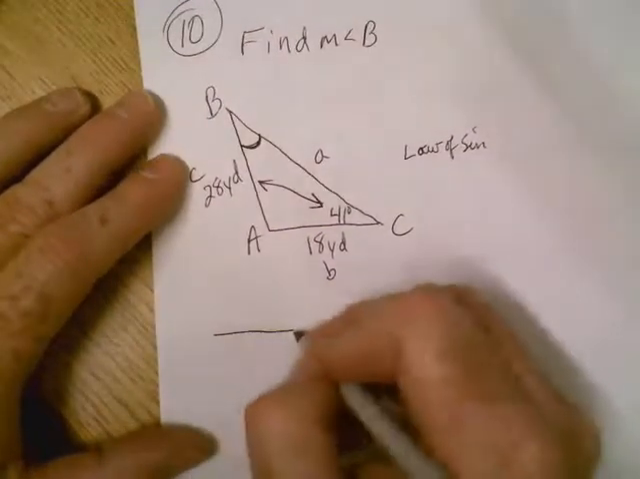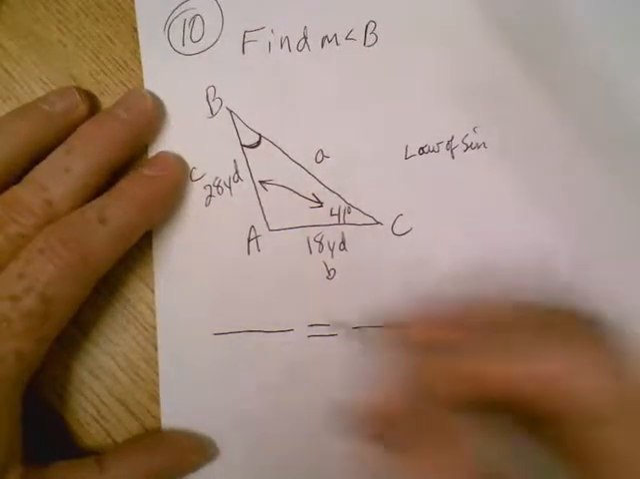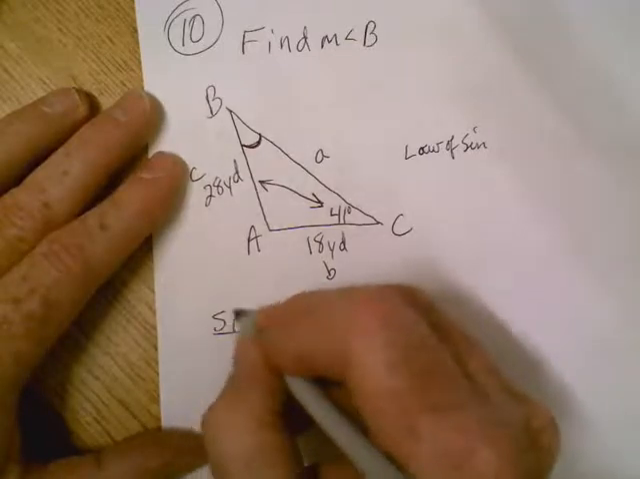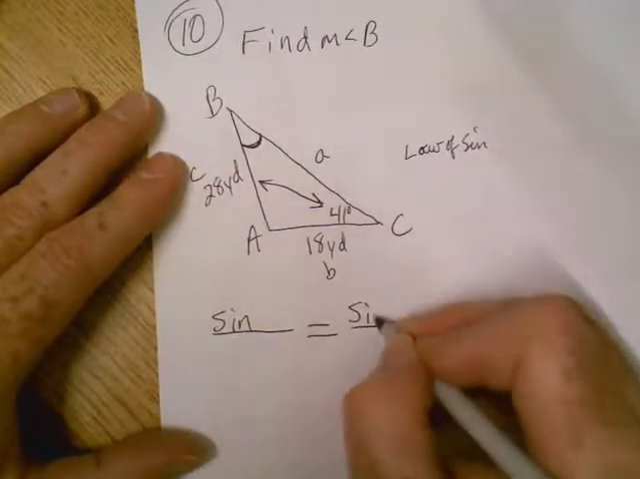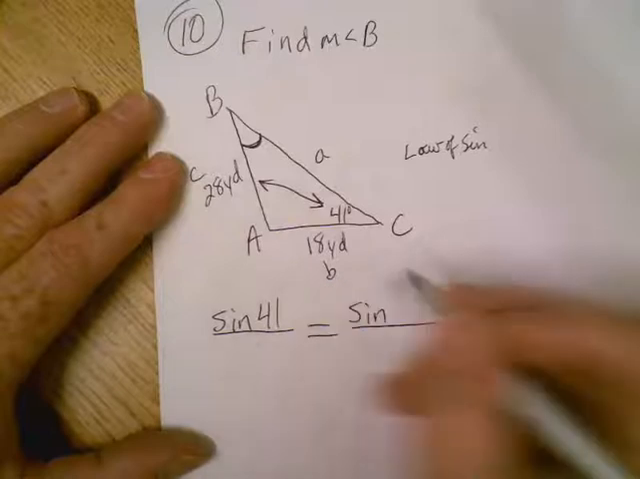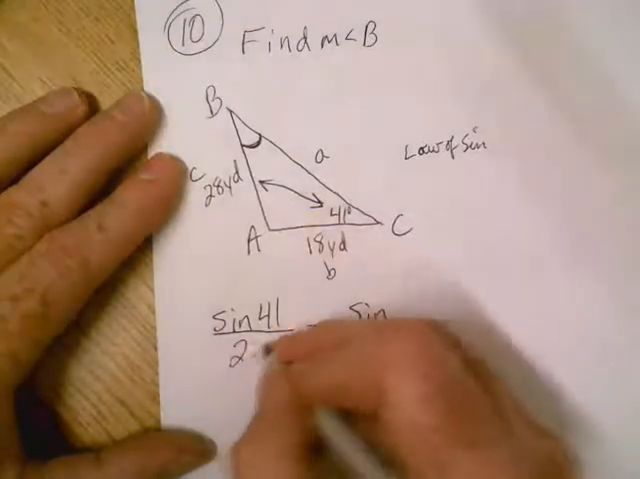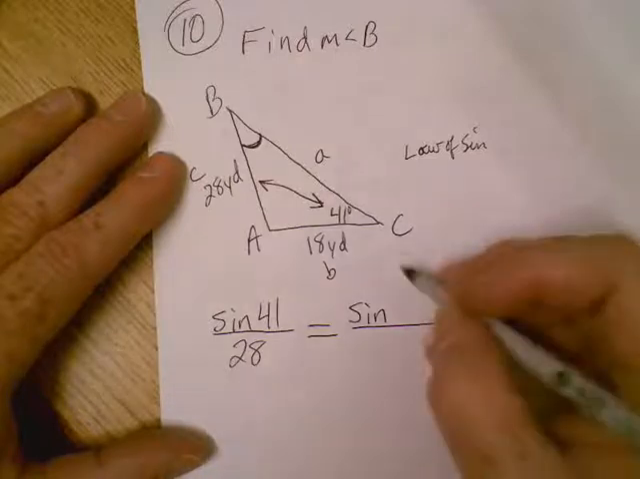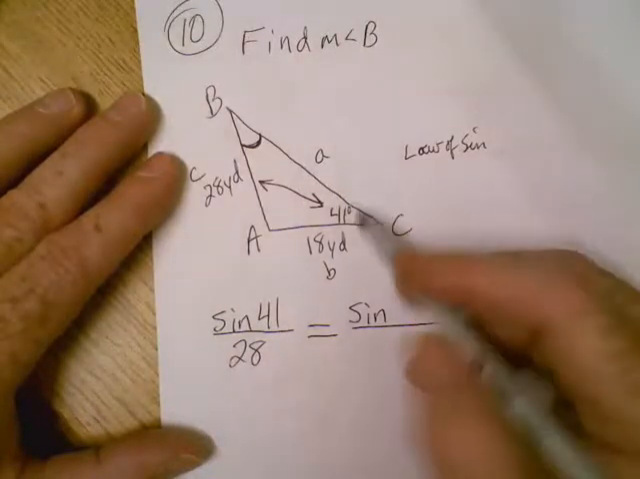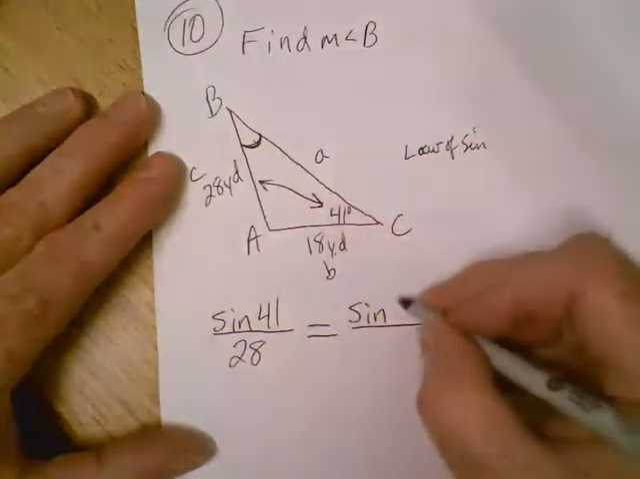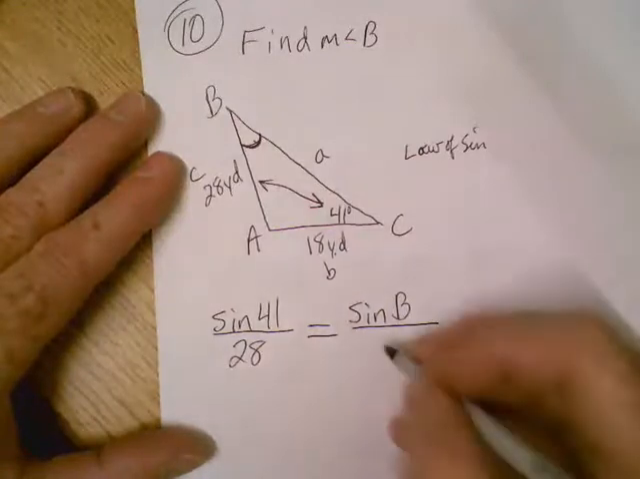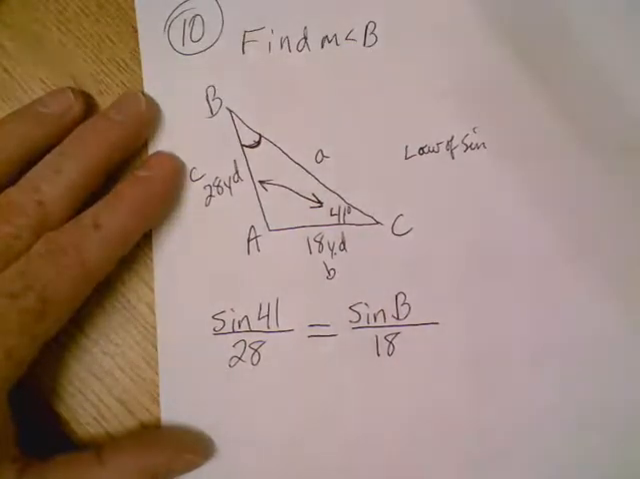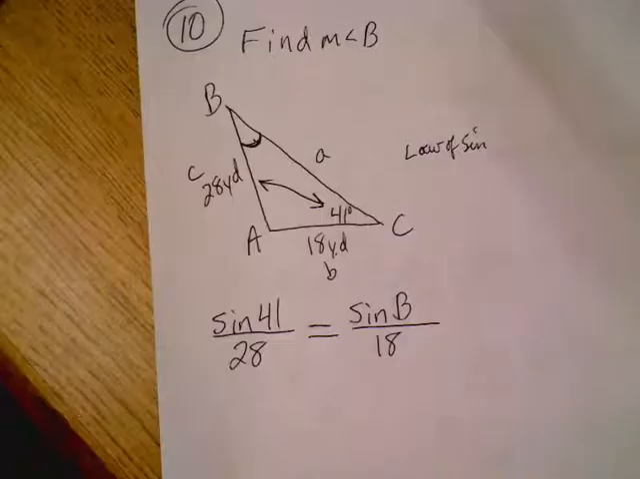If I set up law of sines, set up sine here, sine 41, the 41 matches up to the 28. And I'm looking for angle B. I'm going to put B there, and it matches up to the 18. So it's going to work out law of sines. I just have to find the angle B.